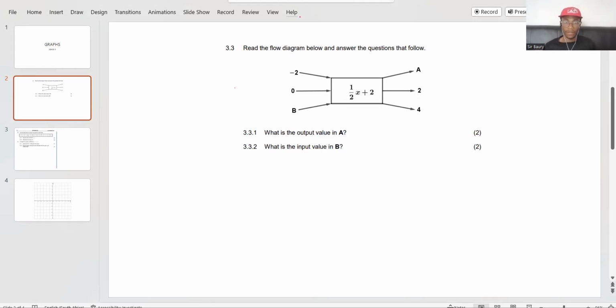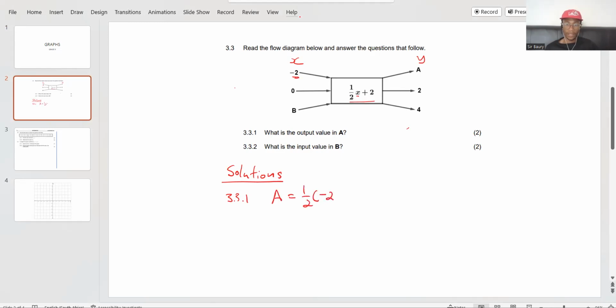But from the flow diagram, the input values are the X and then the outcome here, which is the output. So to find A, which is the first one, you need to do substitution, right? So this is the formula. For me to find A, I need to substitute the value of X, which is -2, in the formula. So I'm going to say A is going to be equal to 1/2.